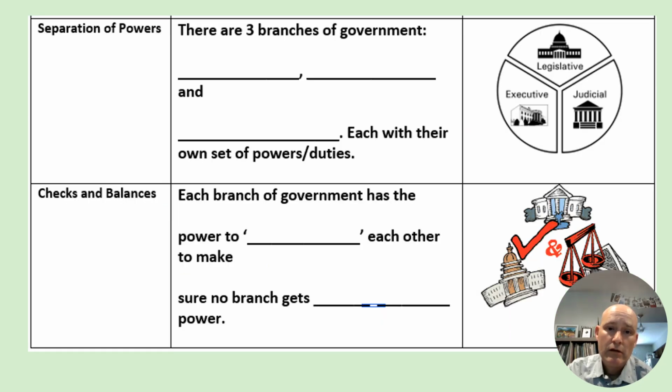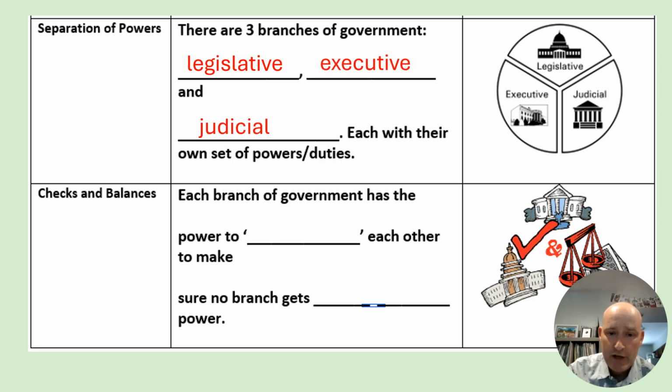So what's another thing that we have is we have a separation of powers. And that creates a legislative branch, an executive branch, and a judicial branch. And they all have a set of powers that are different that each of those can do. So, for example, the president enforces, the legislative writes laws, and the judicial interprets. That's their separate powers.